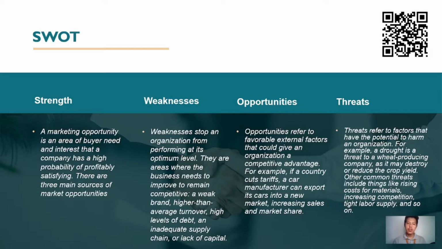Now, weaknesses stop an organization from performing at its optimum level. There are areas where businesses need to improve to remain competitive. Examples are weak brands, higher than average turnover, high levels of debt, inadequate supply chain, or lack of capital.